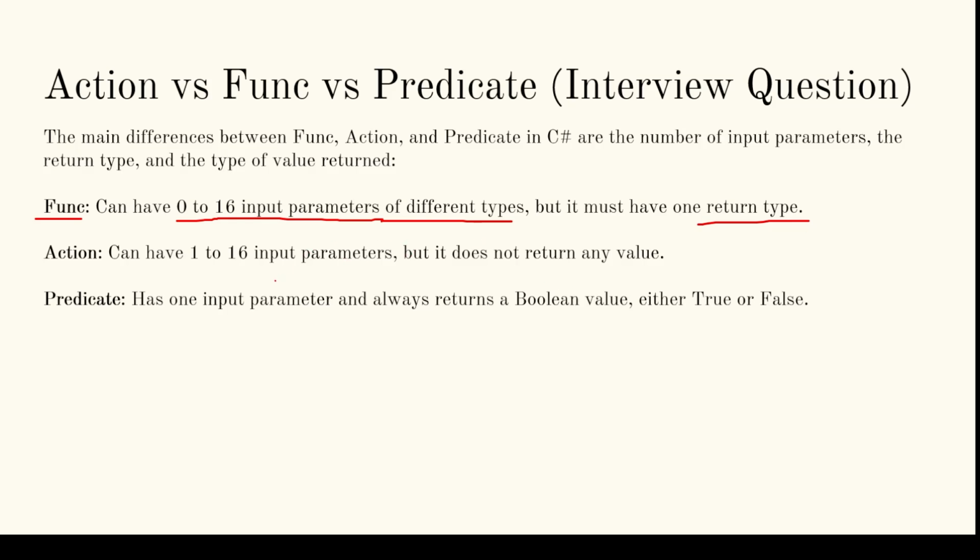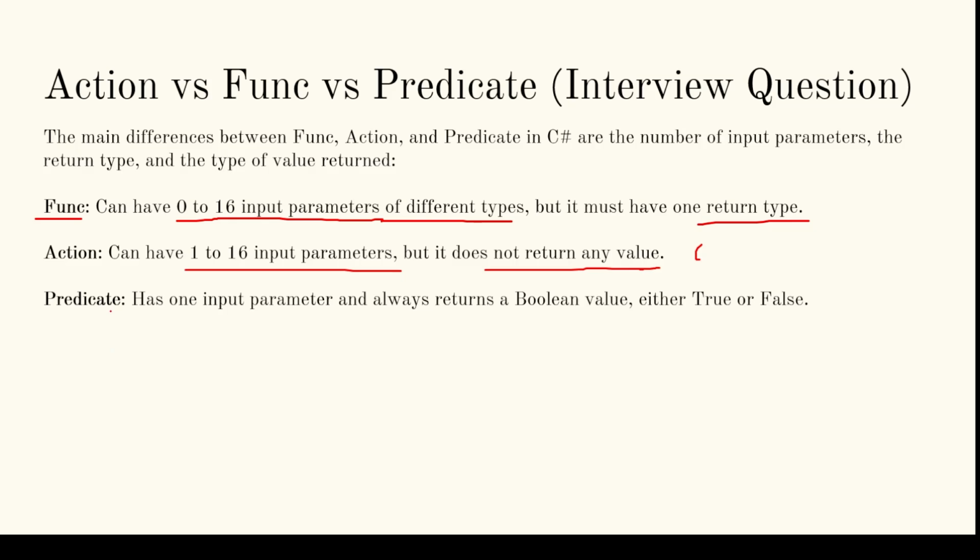Okay, so now let's understand the action delegate. Action delegate can support 1 to 16 input parameters, but it does not have any return value. So basically action can be used with any method that is having input parameters from 1 to 16 and it does not have any return type, meaning it can only be used for the methods which are having void return type. You can notice the difference here. Func can be used where we have a return type, right? And action can be used where the return type is void, meaning there is no return type of that method.